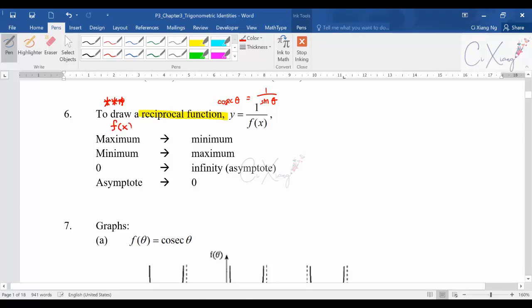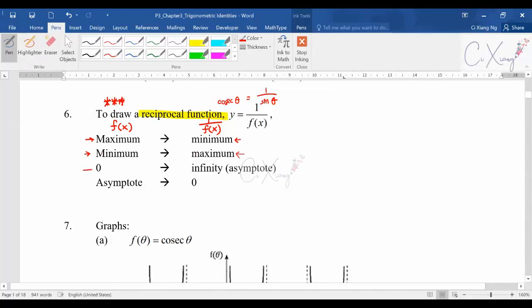If I'm having an original function f(x), and then a reciprocal function 1 over f(x), then if you have a maximum point in the original function, when you draw 1 over f(x), it will become a minimum point. So originally it is a maximum point; when you take 1 over, it becomes a minimum point. The same thing happens with a minimum point: when you sketch the 1 over f(x) graph, that minimum point will become a maximum point.